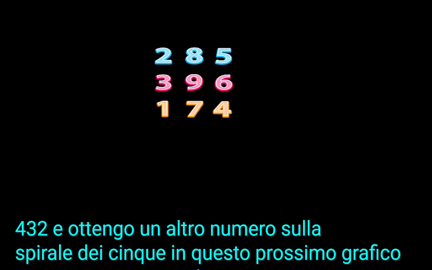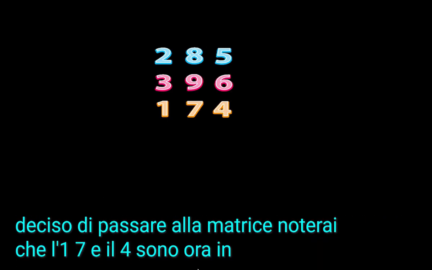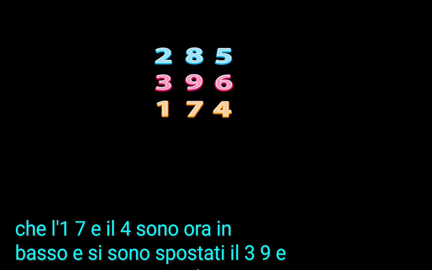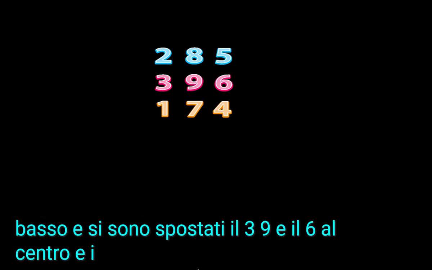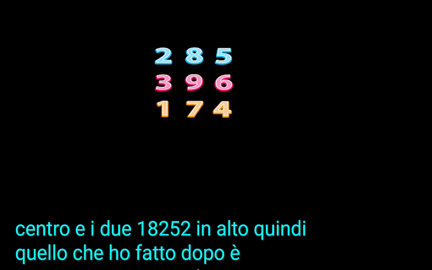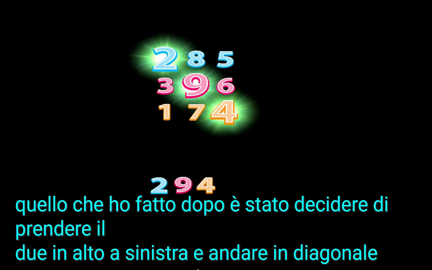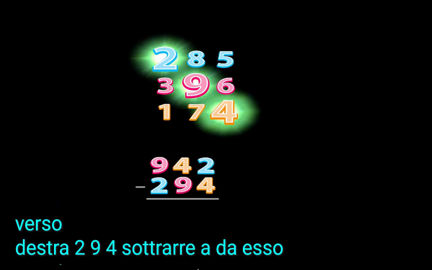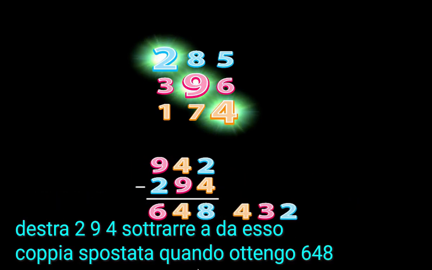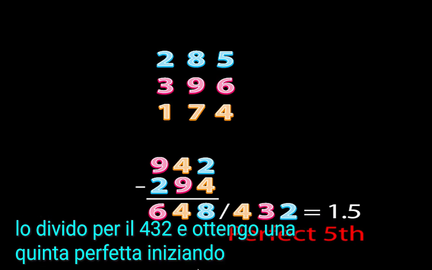In this next graphic, I decided to shift a matrix. You'll notice that the 1, 7, and the 4 is now at the bottom, and I moved up the 3, 9, and the 6 to the center, and the 2, 8, and the 5 to the top. So what I did next was decided to take the upper left 2 and go down diagonally to the right, 294, subtract that from its shifted pair, and I get 648. And I divide that by the 432, and I get a perfect fifth.